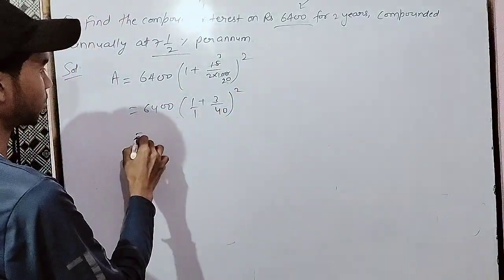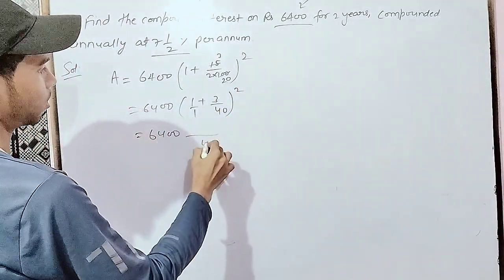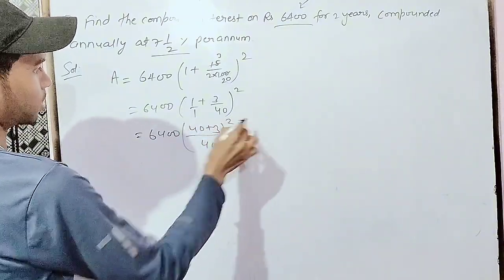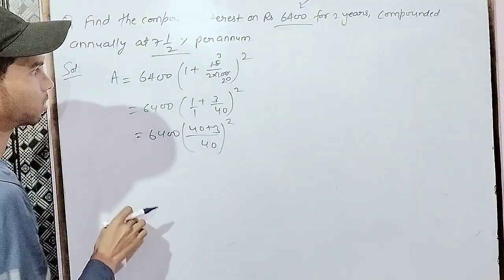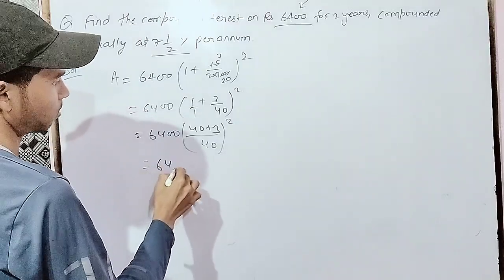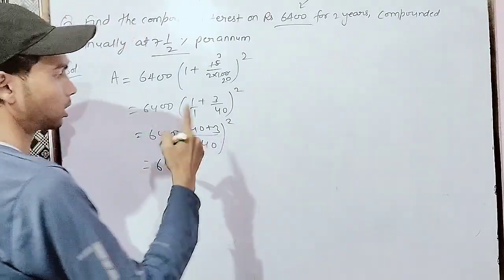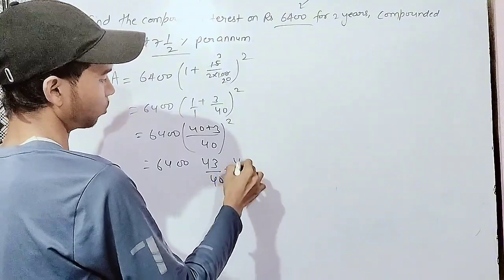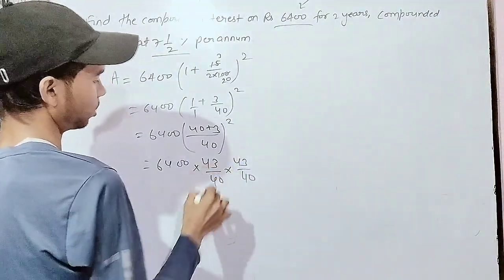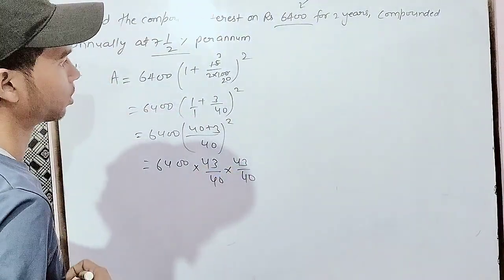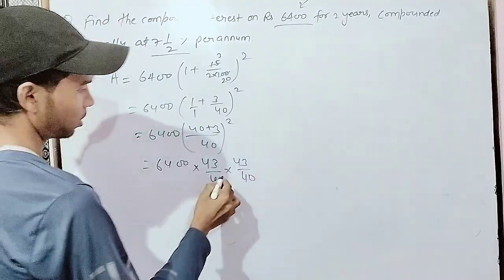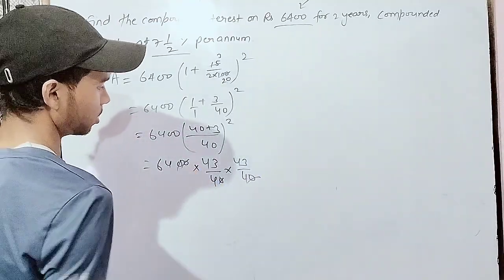We have a fraction, 40 plus 3. So this 5. So 43. 43. Clear? Clear. This 0, this 0, this 0, this 0. Okay?